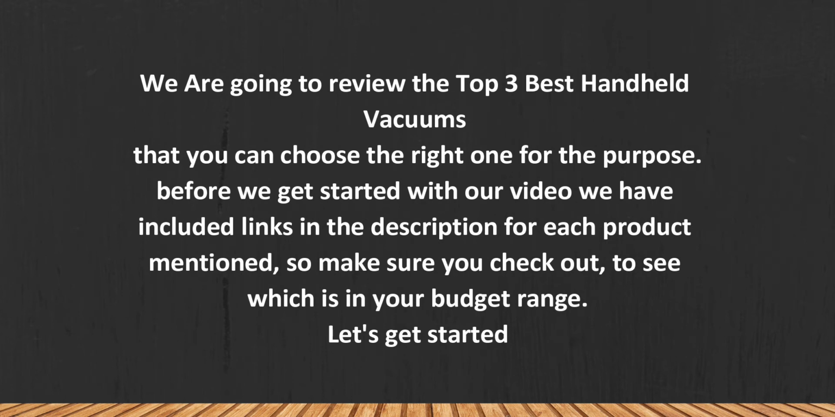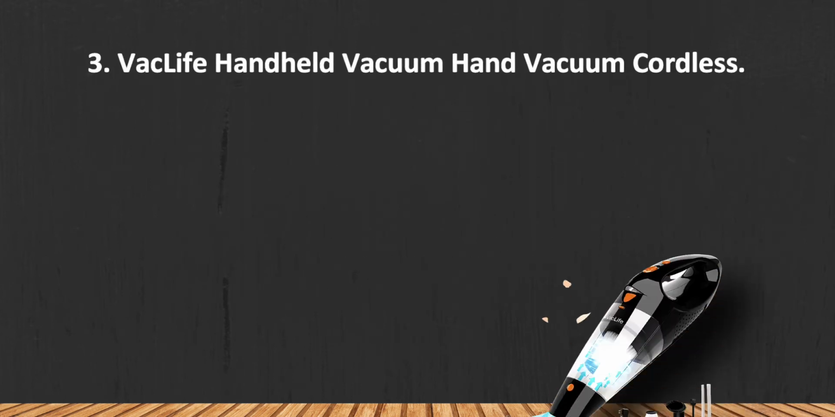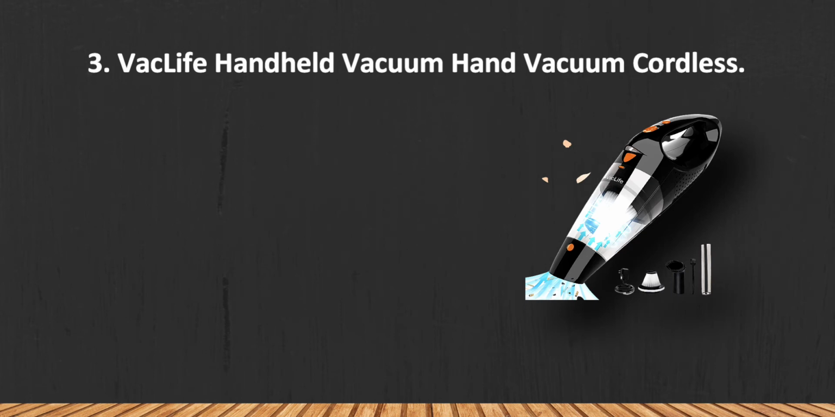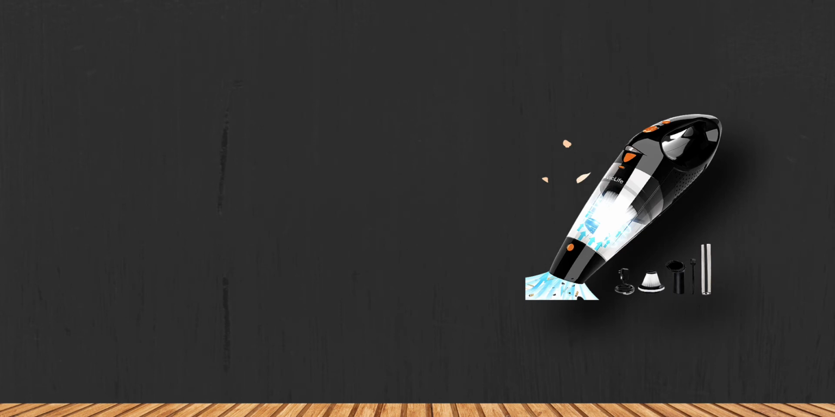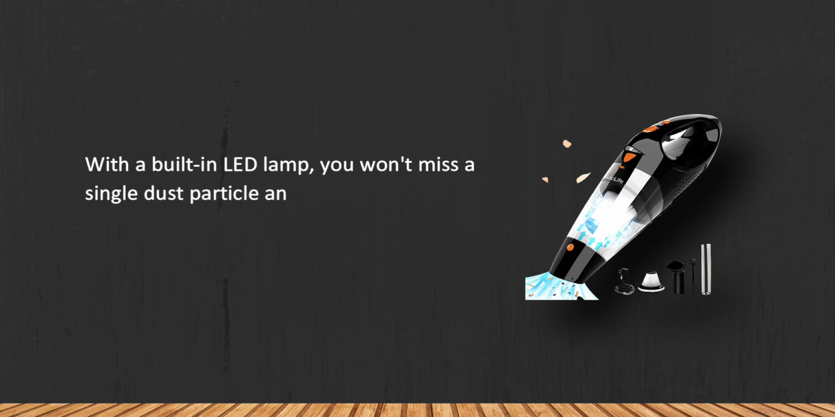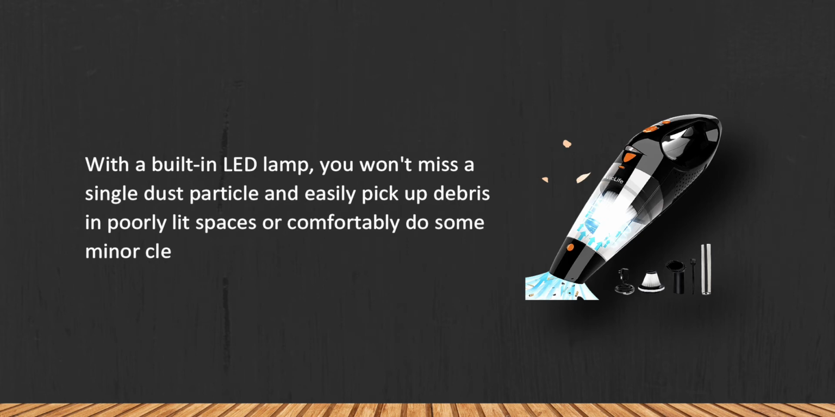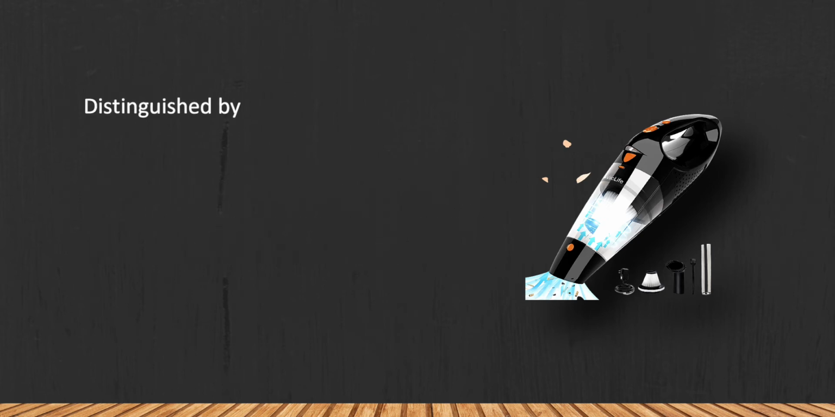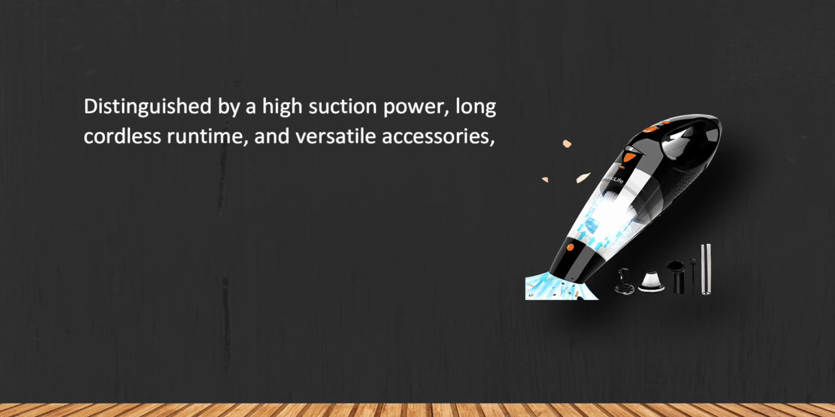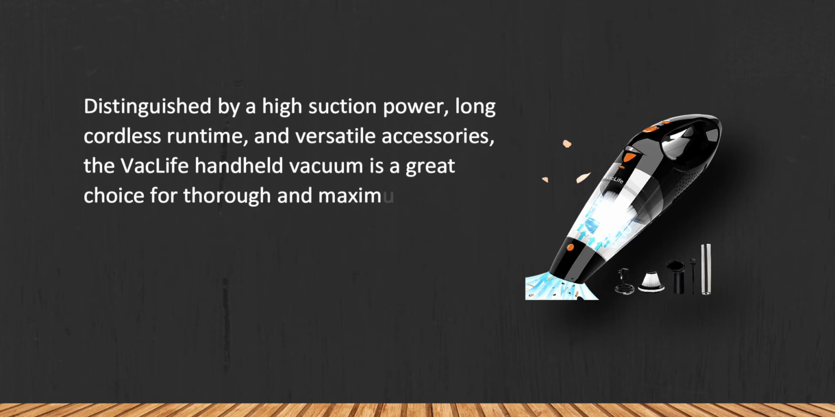Let's get started. At number 3, VacLife Handheld Vacuum Hand Vacuum Cordless. With a built-in LED lamp, you won't miss a single dust particle and can easily pick up debris in poorly lit spaces or comfortably do some minor cleaning jobs in the evening. Distinguished by high suction power, long cordless runtime, and versatile accessories, the VacLife handheld vacuum is a great choice for thorough and maximum efficient spot cleans.